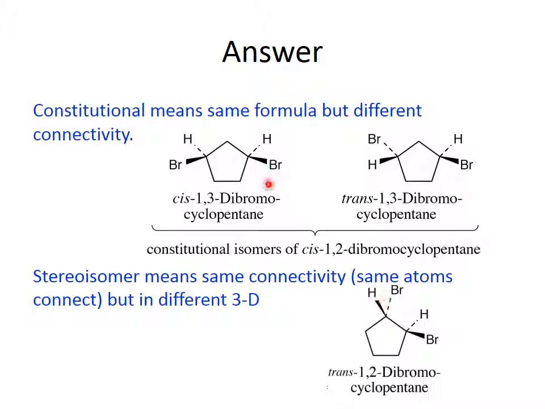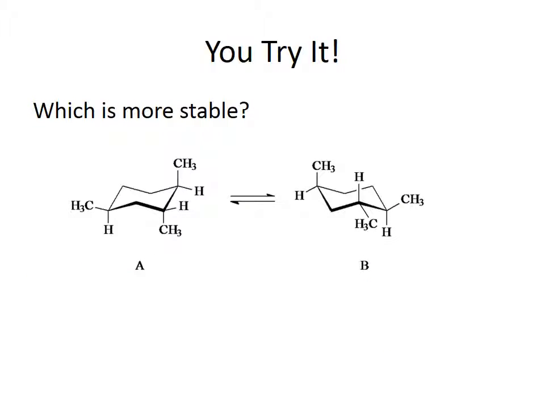Okay, the answer here is that if you drew a 1,3 isomer as a constitutional isomer of 1,2-dibromocyclopentane, then you have the correct answer. It could be either cis or trans, and what you probably would want to do is not indicate cis or trans at all, but just draw straight lines for the bromo, and that would be fine. The stereoisomer of cis 1,2 has to be the trans 1,2. So this is the stereoisomer of the cis 1,2. Go ahead and determine which of these is more stable.